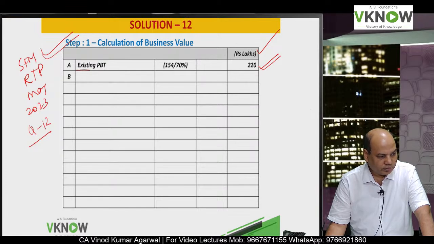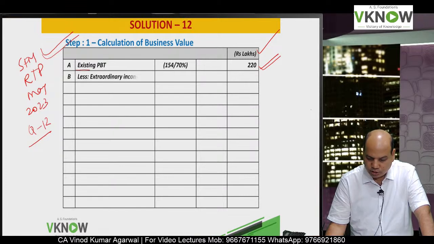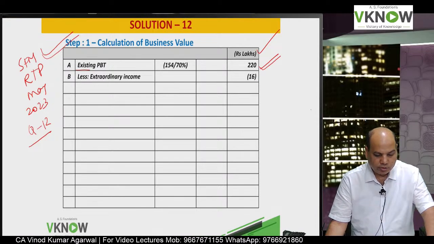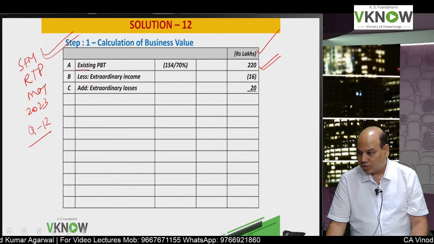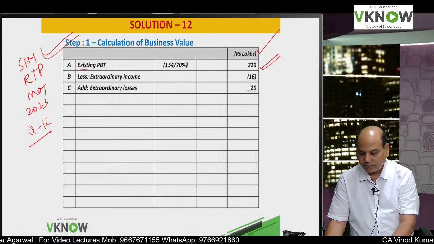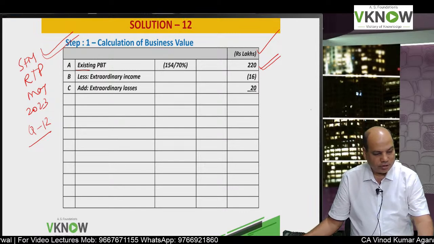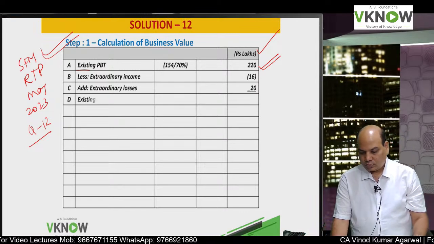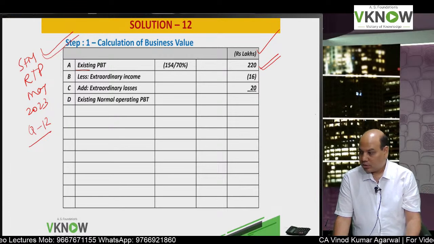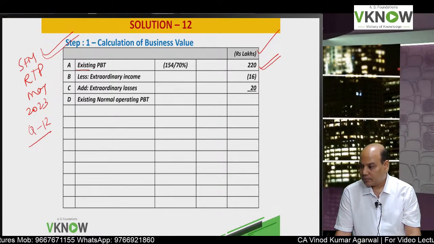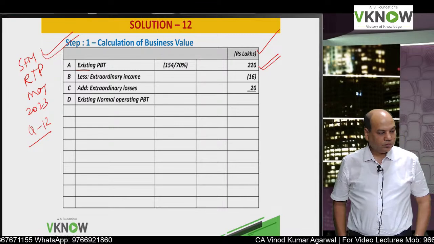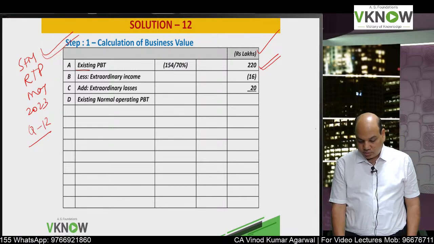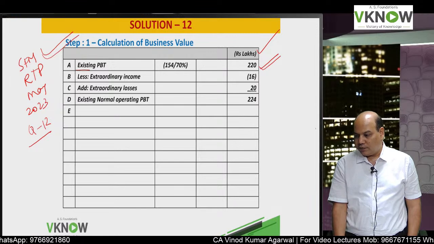Then write down point number B. You will deduct extraordinary income 16. Add extraordinary losses 20. So this will give you existing normal PBT. This is coming to how much? Calculate and tell me. 224.